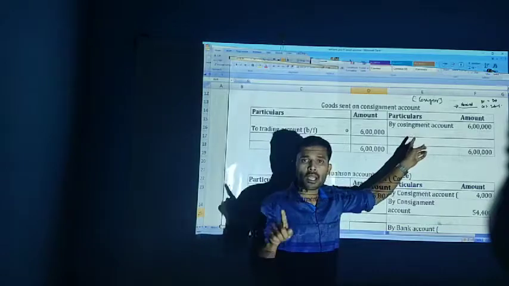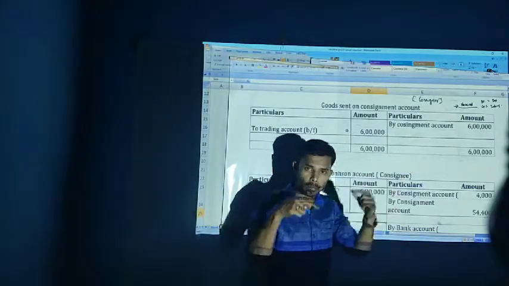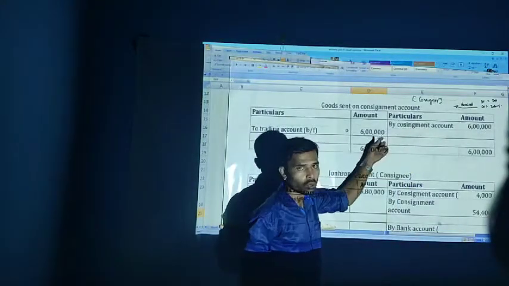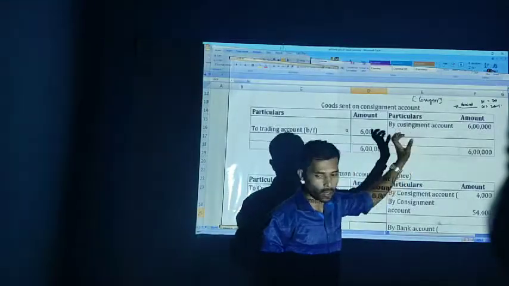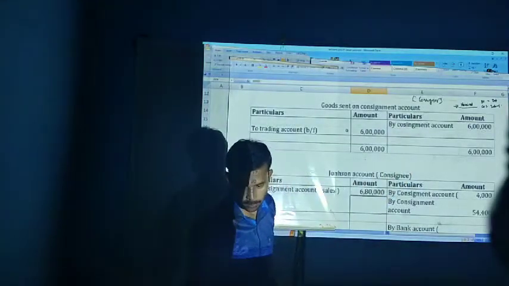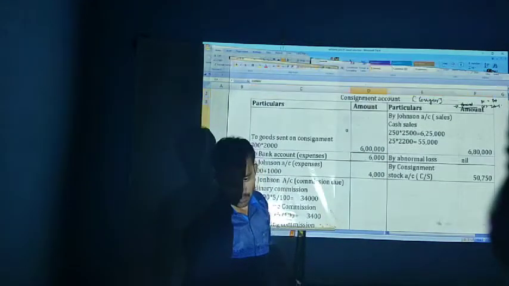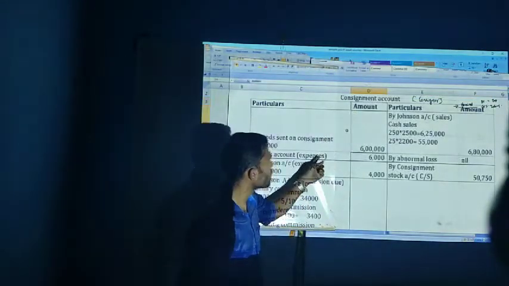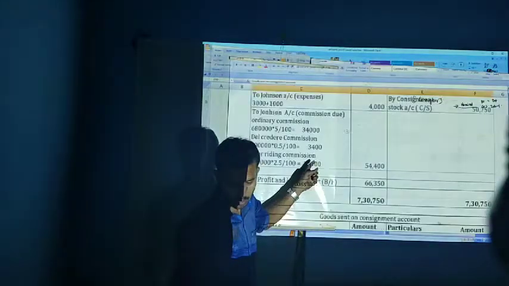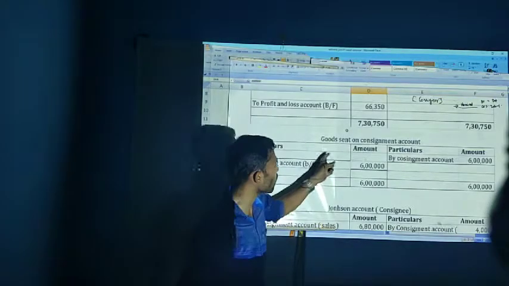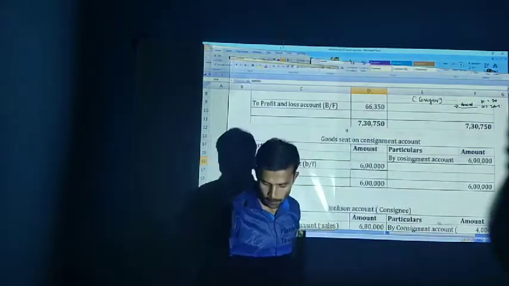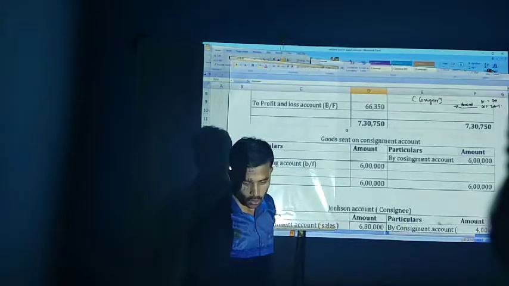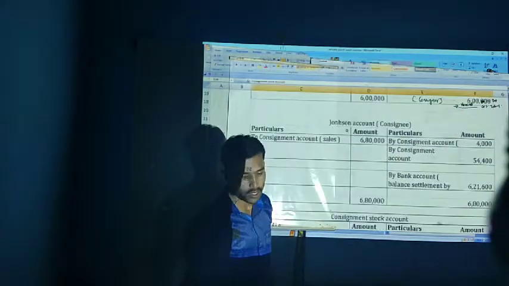At the time of preparation of consignment account, you can prepare simultaneously ಆಗಿ ಇದನ್ನು ಅಕೌಂಟ್ ನ ಓಪನ್ ಮಾಡಿ ನೀವು ಏನು ಮಾಡಬಹುದು, ಪ್ರಿಪೇರ್ ಮಾಡ್ಕೊಳ್ತಾ ಹೋಗಬಹುದು. How? Take care that consignment account debit to goods sent on consignment account ಅಂತ ಡೆಬಿಟ್ ಮಾಡಿದಾಗ, same way when you are preparing the goods sent on consignment account, you can prepare the consignment account ಅಲ್ಲೇ ಪ್ರಿಪೇರ್ ಮಾಡ್ಕೊಳ್ತಾ ಹೋಗಬಹುದು.